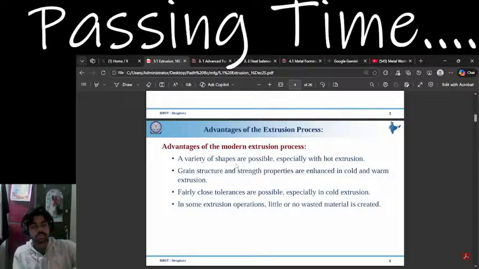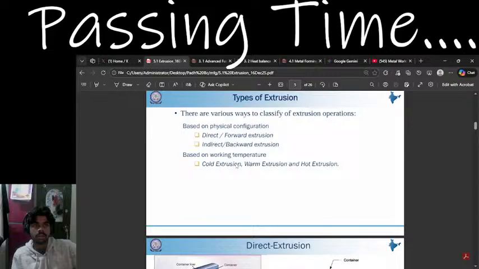Advantages of the extrusion process. A variety of shapes are possible with hot extrusion. Grain structure and strength of the metal are enhanced in cold extrusion. Fairly close tolerances are possible, especially in cold extrusion. In an extrusion operation, little to no wasted material is created. In metal forming, the whole point is basically that there is no wastage of metal.